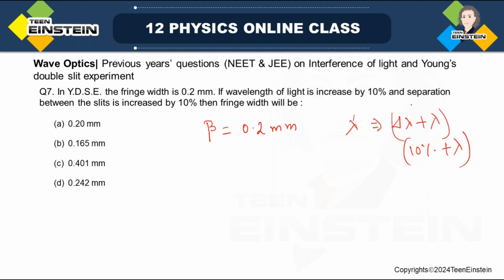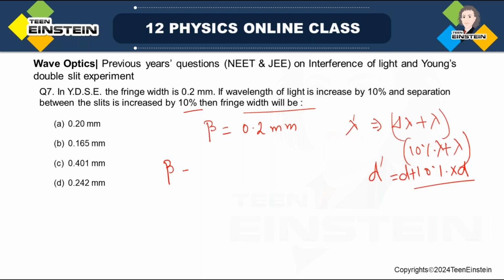If the separation between the slits, that means small d, is increased by 10 percentage, okay, so d prime will be d plus of this. This is lambda. Okay, so this is what is being done. Now we have to find out what is the increase in the fringe width. Then what will be the fringe width? Increased or modified fringe width.